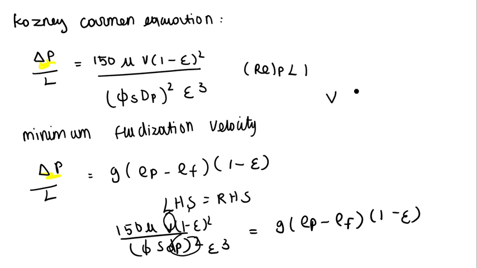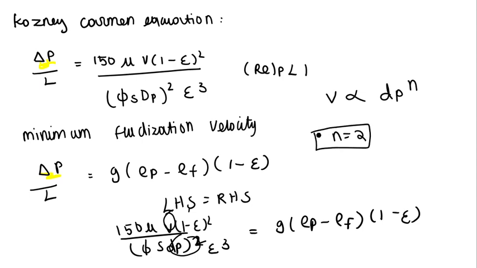So what happened? V is directly proportional to d_p to the power n. This is the relation. So what is n? It is 2. So what is the value of n? It is 2. Yes, simple.